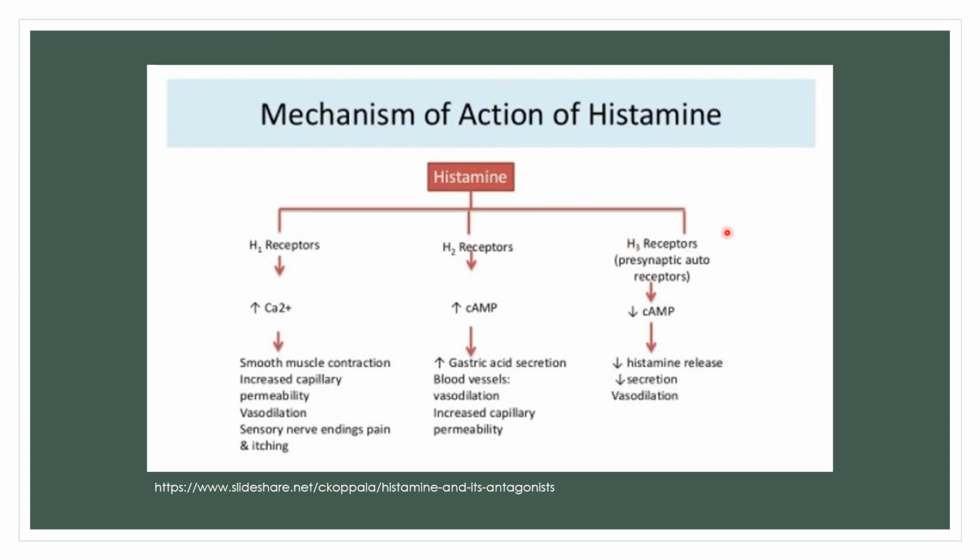When histamine binds to the H3 receptors, it will induce the inhibition of the accumulation of the cyclic AMP, and it will result in the inhibition of the synthesis of histamine, as well as a decrease in the secretion and the release of histamine.